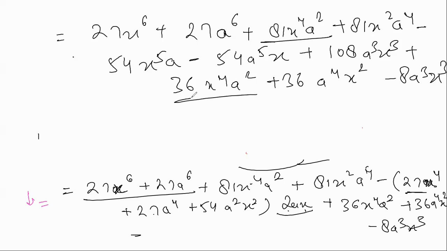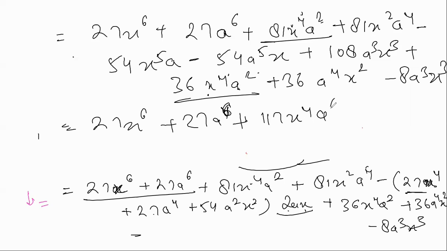Now this and this, they are like terms because x raised to the power 4, x raised to the power 4, and a square, a square. So these are the like terms. So this as it is, this as it is, sorry, 6. 81 plus 36, that is 117 x raised to the power 4, a raised to the power 4. Same, this and this, they are like terms also. So 117 a raised to the power 4, x raised to the power 2. Then this and this, they are also like terms.